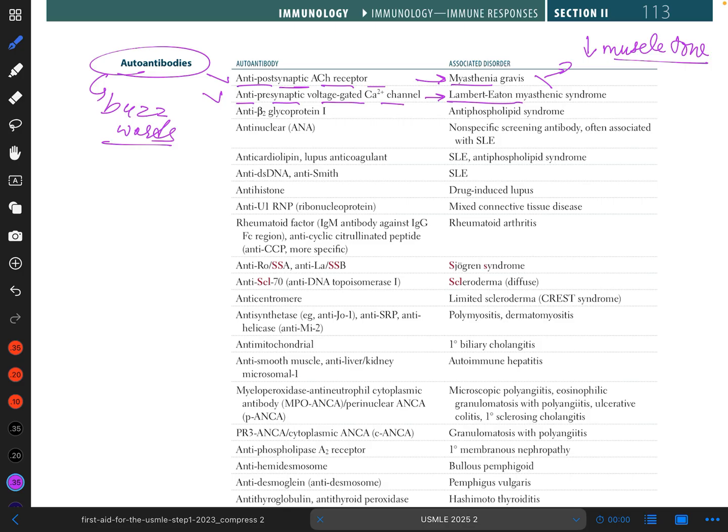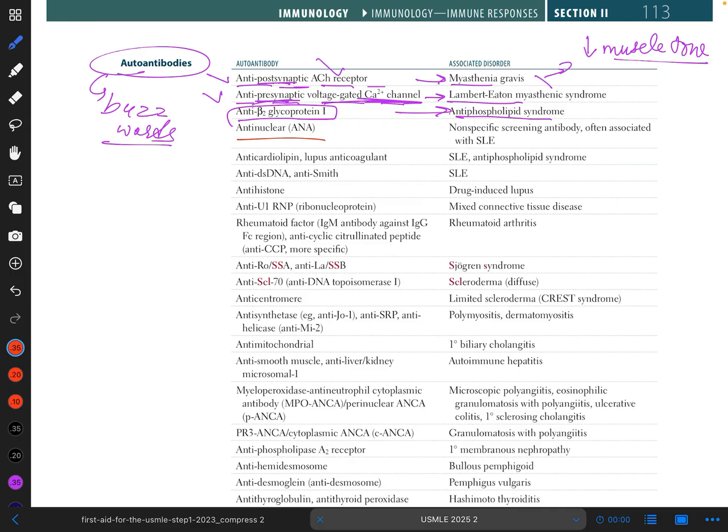In Myasthenia gravis, the autoantibodies are formed against the acetylcholine receptor present on the postsynaptic site, and in Lambert-Eaton myasthenic syndrome, there will be autoantibodies against the voltage-gated calcium channels present on the presynaptic site. Next, we have anti-beta 2 glycoprotein 1, which is related to antiphospholipid syndrome. Recurrent abortion in a female, maybe you have heard, it is just like that.